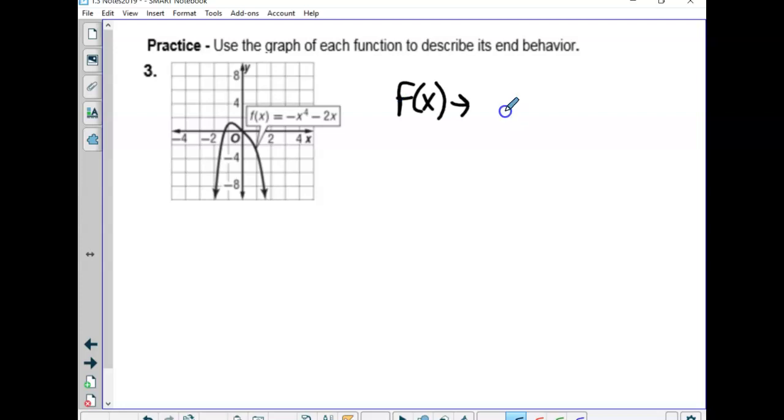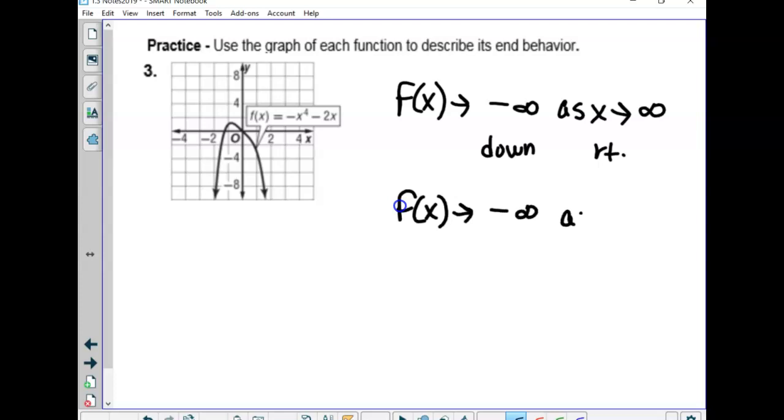f of x approaches as x approaches. Okay. If I write that, what does that mean? As I go to the right, it's going down. So how do I write that one? Yep. That one means the left end is also going down. I don't have any requirement on whether you do left or right first. I don't care. Everybody good?